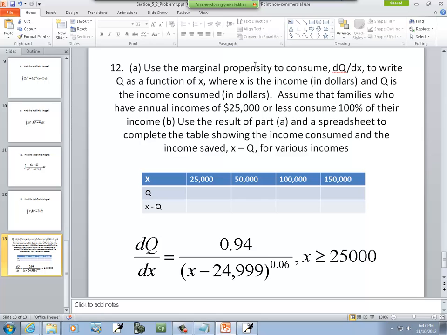It says use the marginal propensity to consume, dx over dq, to write q as a function of x, where x is the income and q is the income consumed. Assume that families who have annual incomes of $25,000 or less consume 100% of their income. Use the result of Part A and a spreadsheet to complete the table, showing the income consumed and the income saved, x minus q, for various incomes.